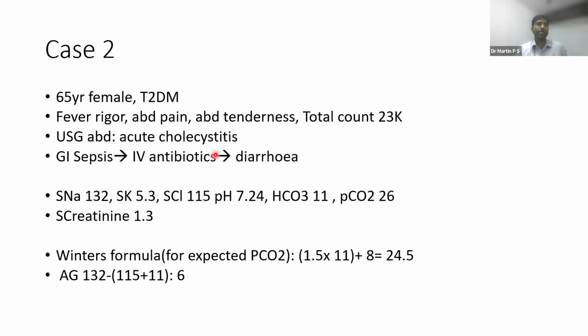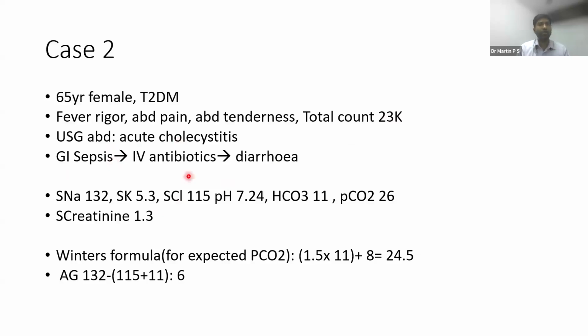The next case that I would have to discuss is a 65-year-old female who's a type 2 diabetic patient. She presented with fever, rigor, abdominal pain, abdominal tenderness. Her total count was around 23,000. The USG abdomen, because of the abdominal pain, when we did it, showed acute cholecystitis. So this patient was treated as a case of acute cholecystitis with GI sepsis.